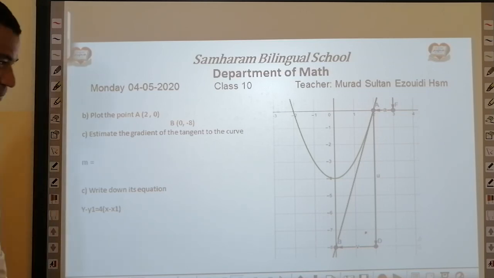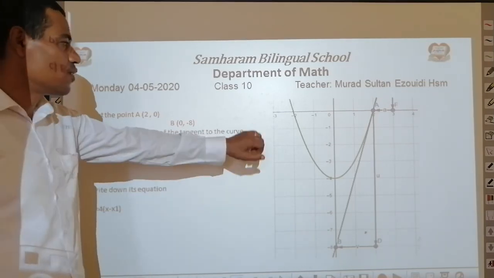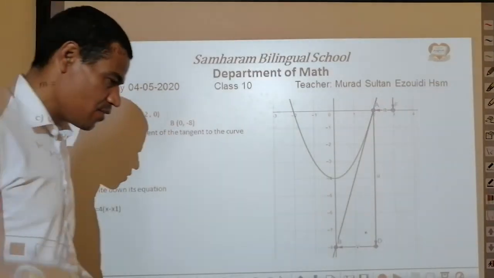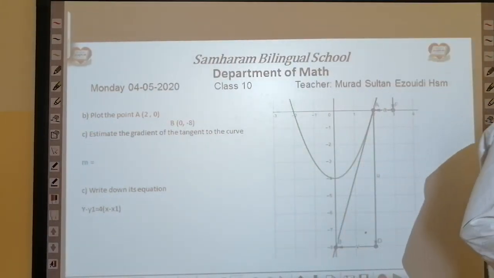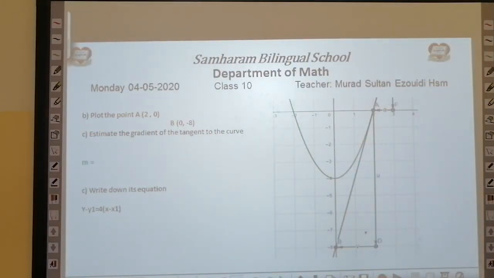So, the next question. Here we have a curved graph, a graph of a parabola.